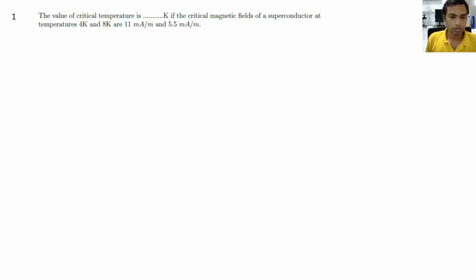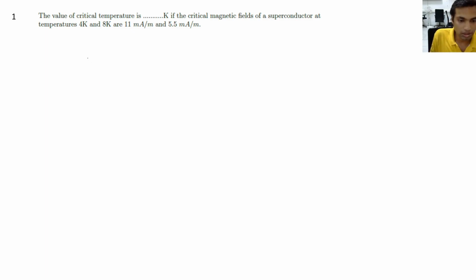The value of critical temperature is dash Kelvin if the critical magnetic fields of a superconductor at temperatures 4 Kelvin and 8 Kelvin are 11 milliampere per meter and 5.5 milliampere per meter. So this is a formula based question, and the formula of the critical field as a function of temperature has to be known, and the relevant formula is this.